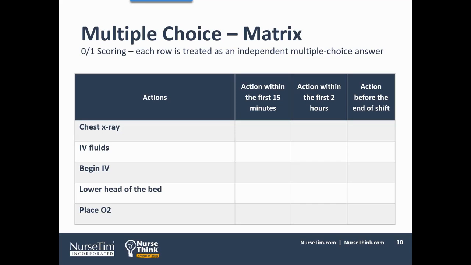So in this particular example, we have 5 different actions the nurse could choose from. The student would see the EHR on the left-hand side of the page. They would see this test question on the right-hand side of the page. And there's going to be some sort of a stem to this question, such as identify which actions the nurse should take in the first 15 minutes, within the first 2 hours, or before the end of the shift. And the student would have to go through each of these actions in each row and select one of those 3 choices, whichever they feel is most appropriate for that particular patient, given the information that they've just read about in the EHR.